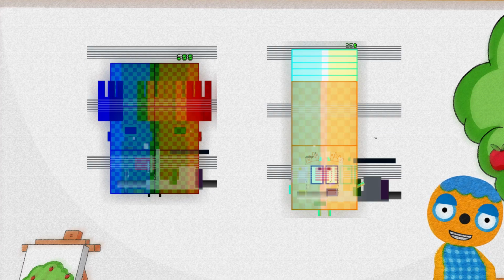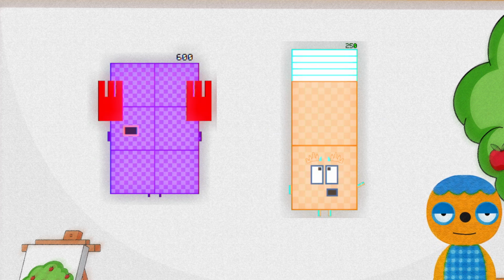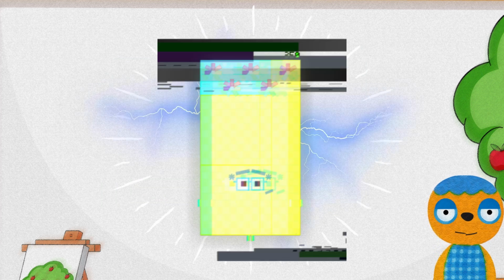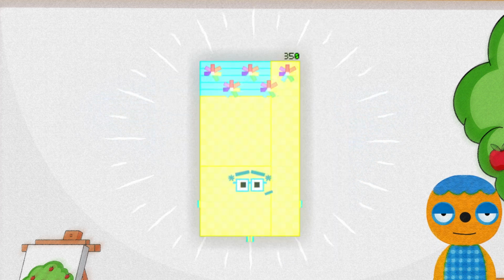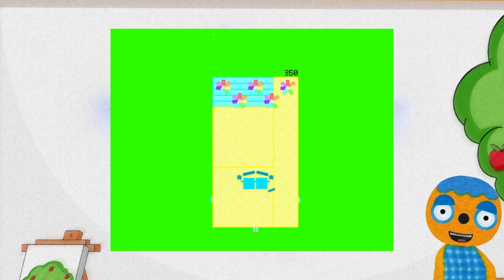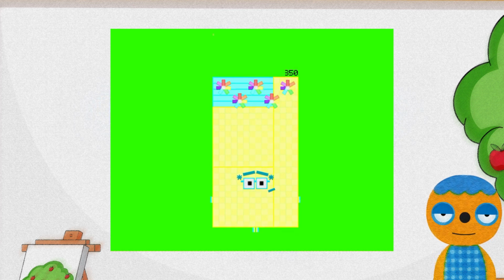Can you subtract 250 from 600? Big thinking time. 350. 600 minus 250 lands you safely on 350.